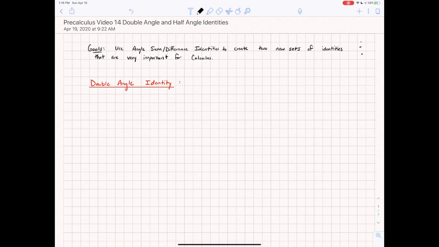What we're going to be looking at in this lesson is double angle and half angle identities. These will be your final two sets of identities that we're going to focus on. And this is really going to be the first set of identities that you'll see a direct application to if you move on and take a calculus class.